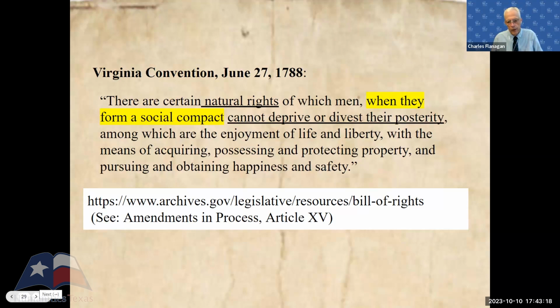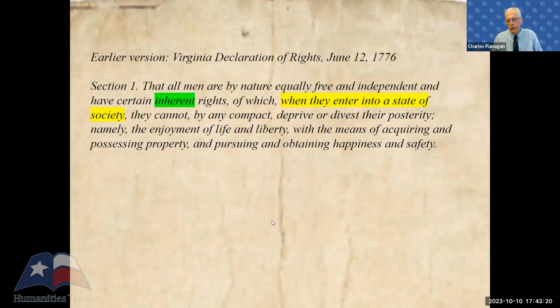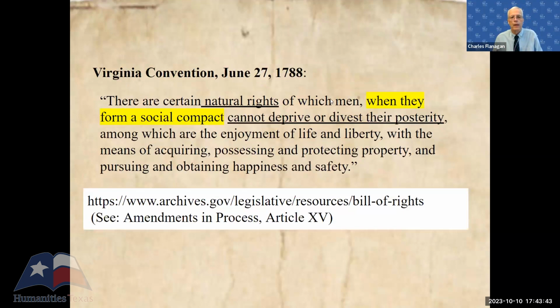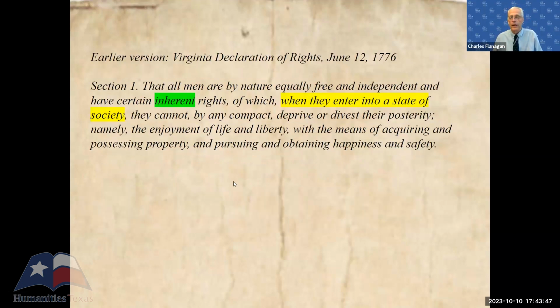So you might show them how this same language, 12 years earlier, had appeared in George Mason's, he was the principal idea behind, in Jefferson's, Virginia Declaration of Rights, that all men are by nature equally free and independent and have certain inherent rights. So we've gone from this sense of natural rights. Well, 12 years earlier, they were talking about inherent rights.